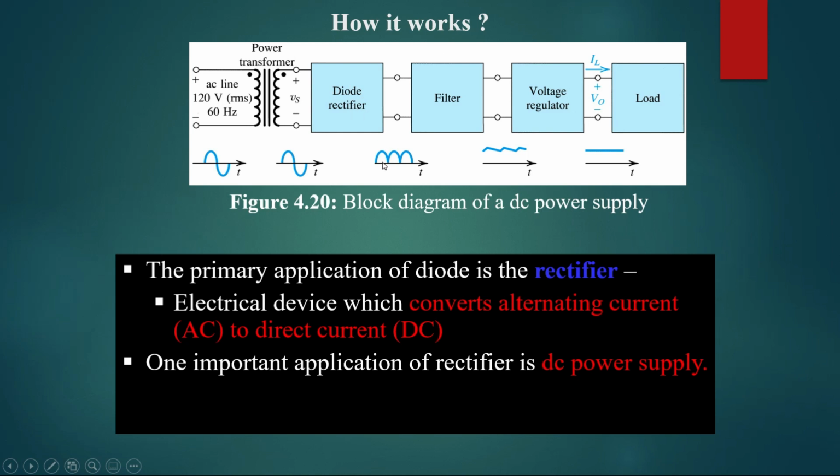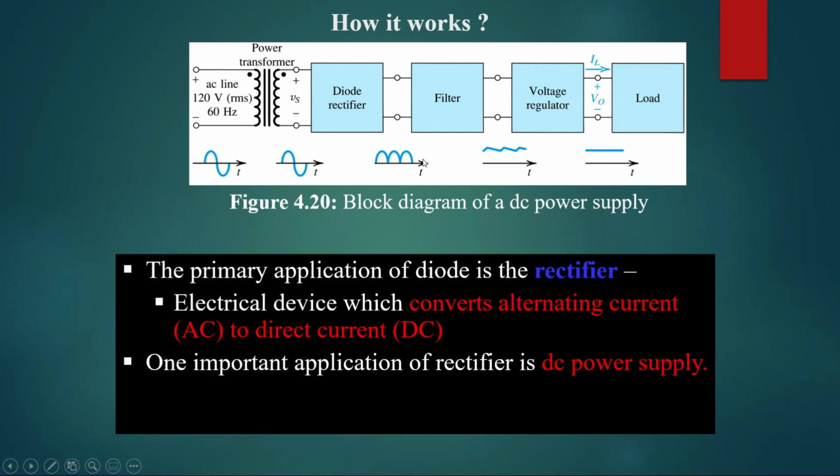At the rectifier output, we get signals like this, the half cycles. Input is a sinusoidal signal, output is half sinusoidal signals. But this is not DC. What is the meaning of direct current? A straight line. That is the meaning of direct current.